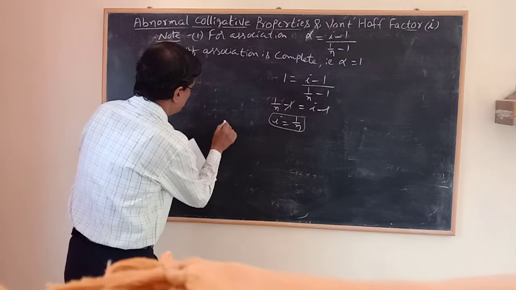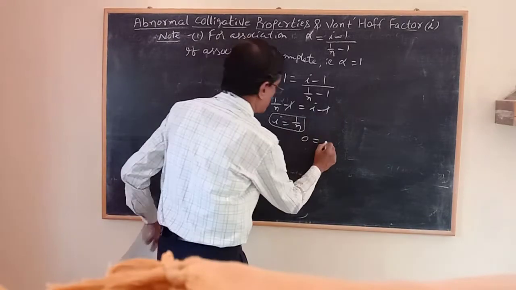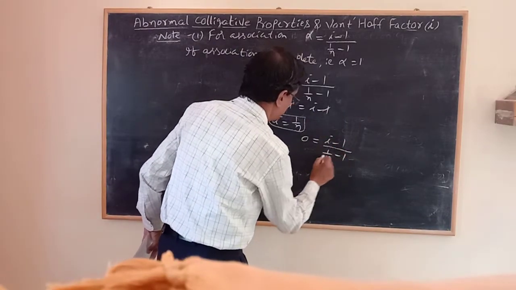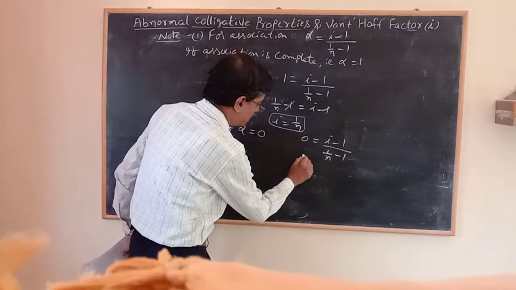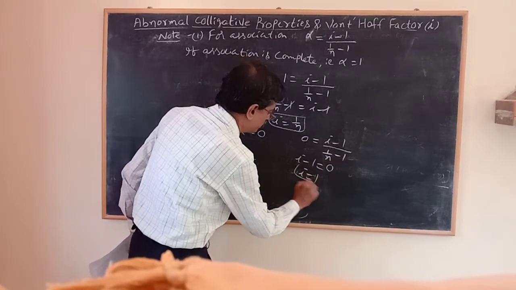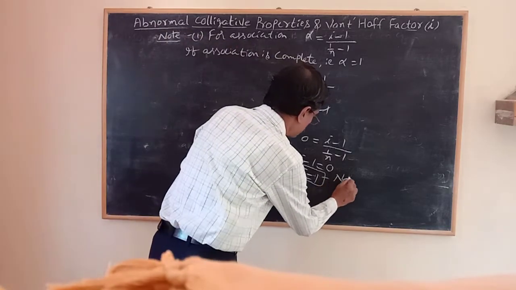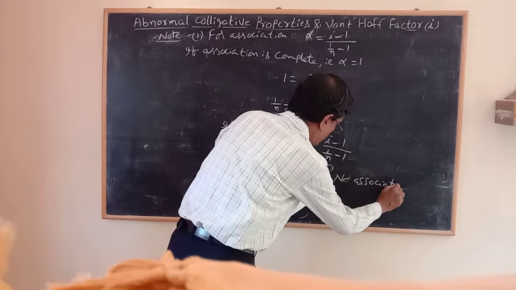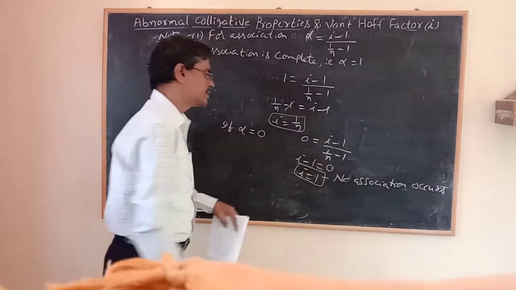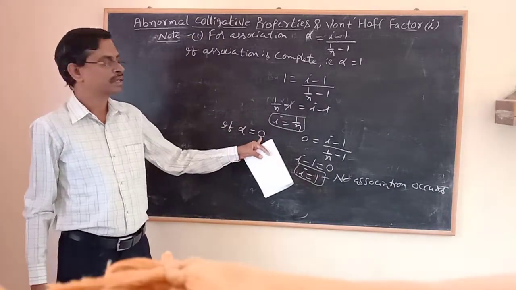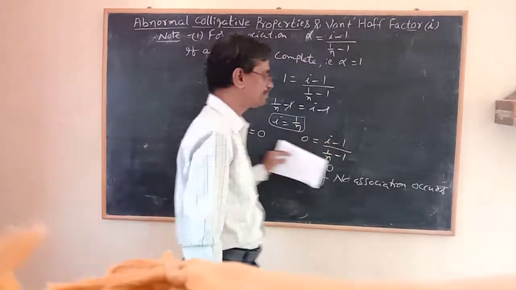Then, for example, if alpha is equal to 0, what will happen? 0 is equal to I minus 1 divided by 1 by n minus 1. 1 by n minus 1 multiplied with 0 is completely 0. So I minus 1 is equal to 0, or I is equal to 1. That means no association takes place. When alpha, the degree of association, is equal to 0, I is equal to 1 indicates no association occurs.